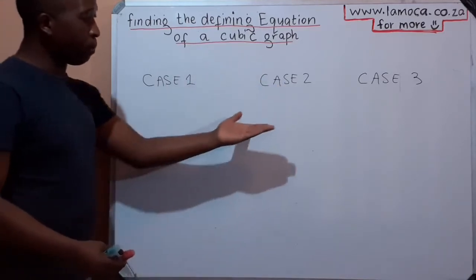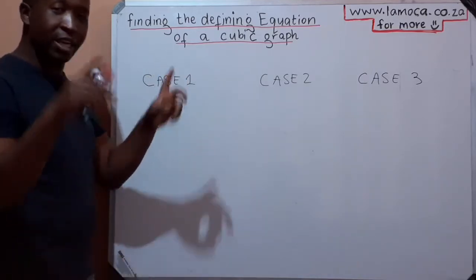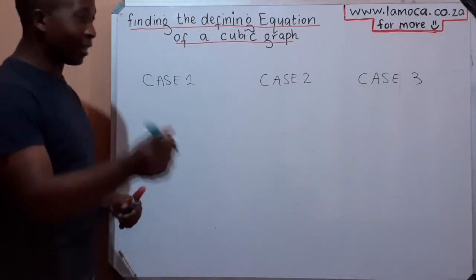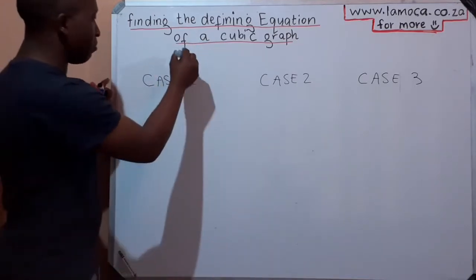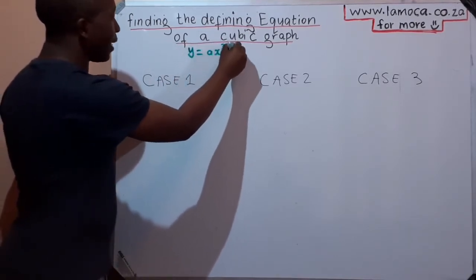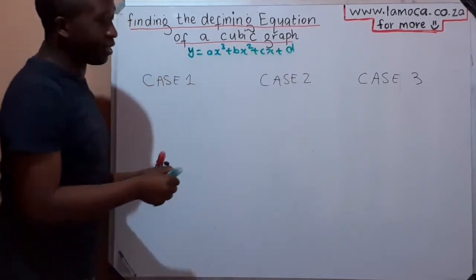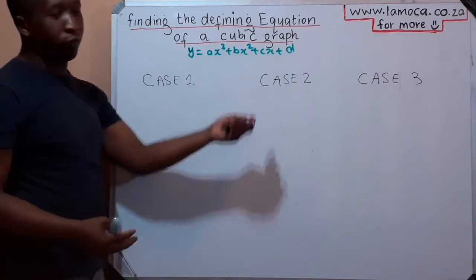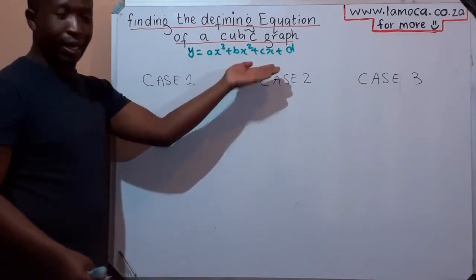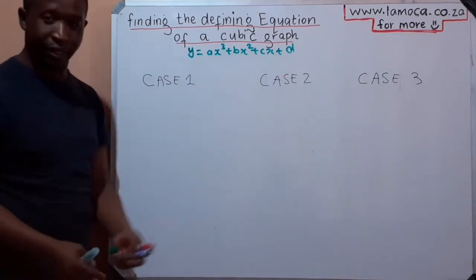But I just want to draw your attention to three popular cases that might help you in terms of thinking around finding the defining equation. Before we even go far, you need to know that the defining equation of any cubic is given by the form y is equal to ax cubed plus bx squared plus cx plus d. So this is the general defining equation of a cubic function. When you have found the equation, it must end up there.